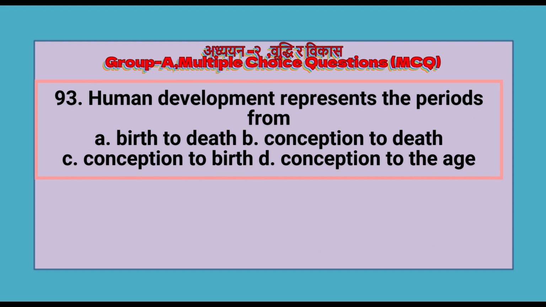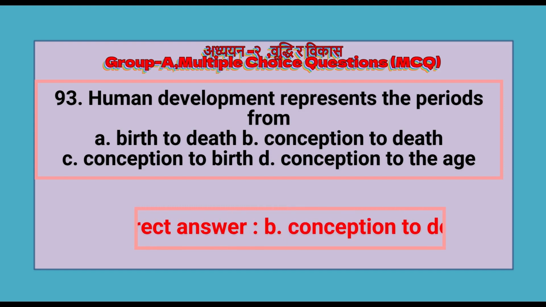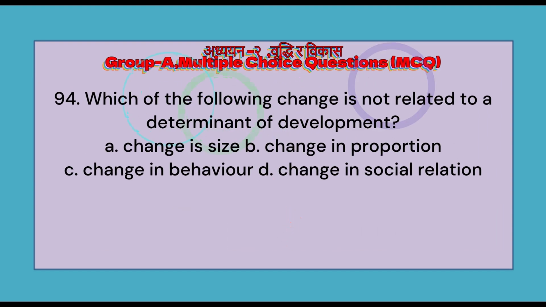93. Human development represents the periods from A. Birth to death. B. Conception to death. C. Conception to birth. D. Conception to the age. Correct answer: B. Conception to death.